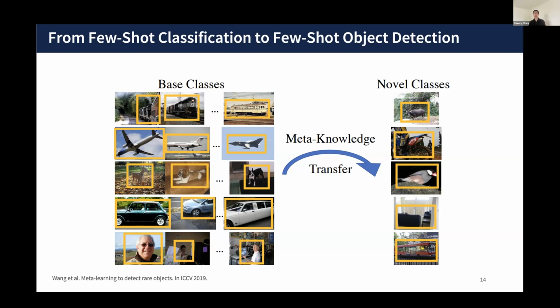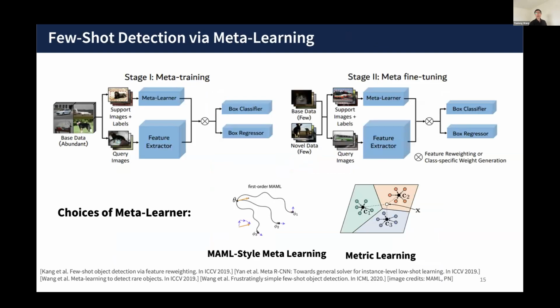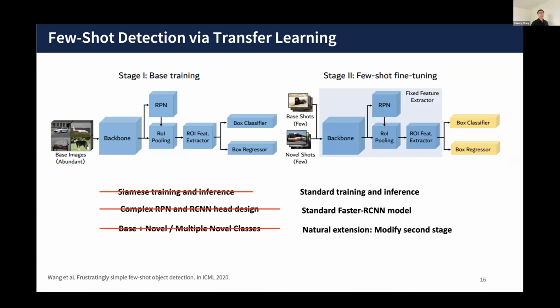The way to tackle few-shot detection is similar to few-shot classification, by transferring knowledge or meta-knowledge from base classes with large amounts of annotated bounding box examples. Similar to few-shot classification, a common framework is based on meta-learning, like gradient-based MAML or metric learning. A two-stage training pipeline with episodic learning is commonly adopted, which consists of meta-training and meta-fine-tuning. Under this framework, different kinds of strategies are introduced, including feature reweighting like FSRW and Meta R-CNN, or model weight generation like Meta-DT.